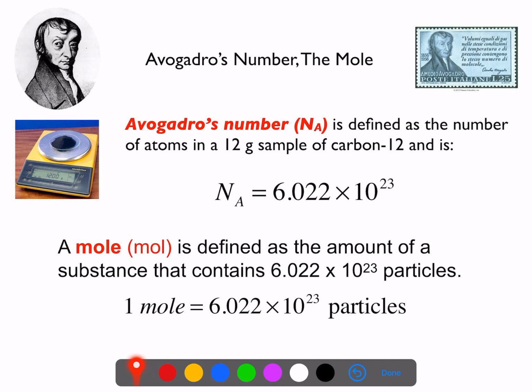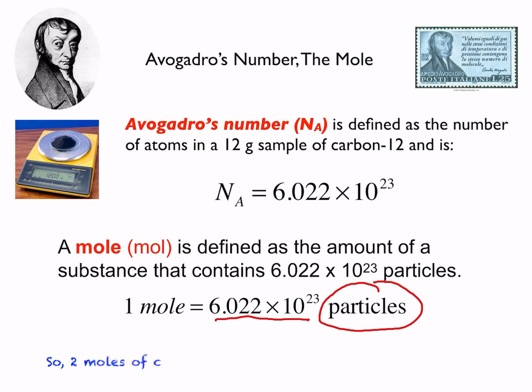So a mole, and chemists abbreviate mole as mol. We drop the e because we're lazy. The mole is defined as the amount of a substance that contains 6.022 times 10 to the 23rd particles. So a mole can be anything. It's a mole of things. And this word particles, we might have a mole of atoms, a mole of molecules, a mole of cats. It really doesn't matter. It's just this number of things in that group.